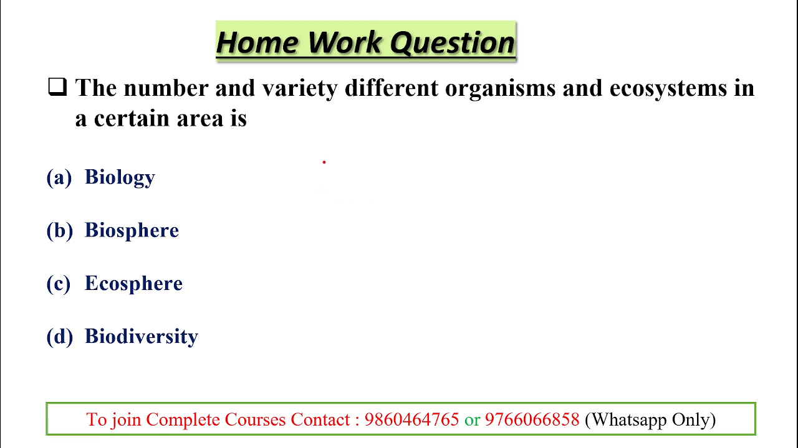Then yesterday's homework question: the number and variety of different organisms and ecosystems in a certain area. This is a concept related to biodiversity. Here biodiversity means the variety of different organisms and ecosystems in a certain area. Clear. You can know what biology, the biosphere and the ecosphere are. The biosphere and ecosphere are related to the atmospheric layer, and biology is a separate branch of study about organisms, plants and the human body. Clear. And that's for the day.